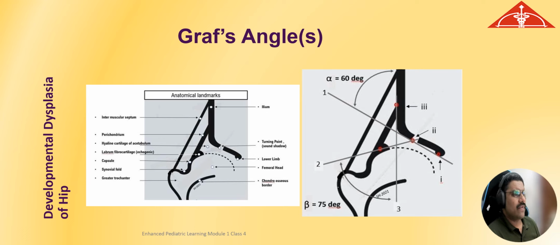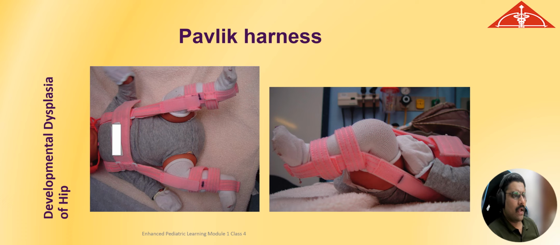Radiological assessment is via the measurement of the Graf angles formed by the intersection of lines as denoted by these anatomical landmarks. The alpha angle should be more than 60 degrees and the beta angle should be less than 55 degrees. The alpha angle determines the type and the beta angle determines the subtype of the DDH. The treatment is a Pavlik harness as conservative management. Historically, triple diapering is now not in use due to lack of any evidence.